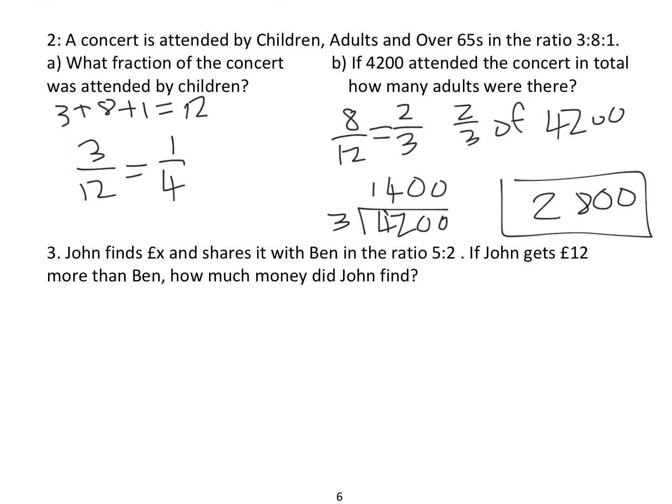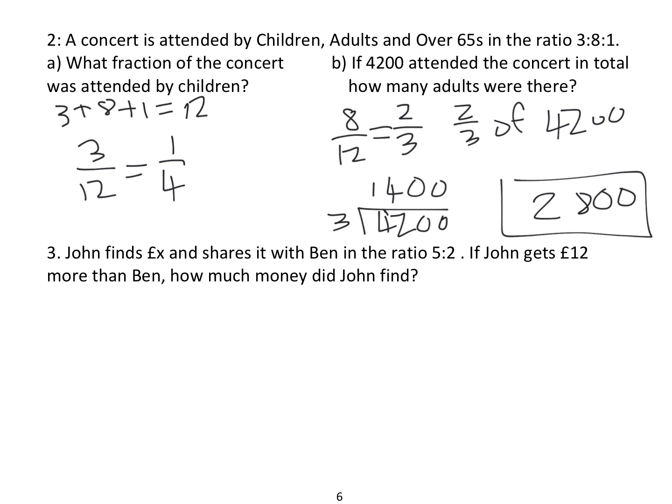Question 3. John finds X pounds and shares it with Ben in the ratio 5 to 2. If John gets 12 pounds more than Ben, how much money did John find? Well, the ratio is 5 to 2, right? Now there's 7 parts in the ratio, so the 7 parts make up the X pounds, but actually getting 7 parts is no good here because we don't know the total amount. If you know the total amount, you want the total number of parts. But if you're not given the total amount, it's not useful to get the total number of parts.